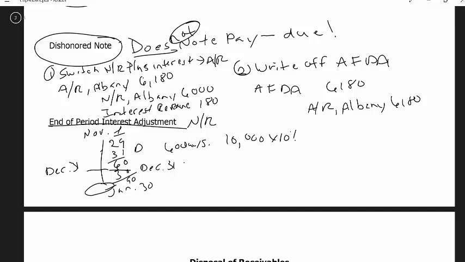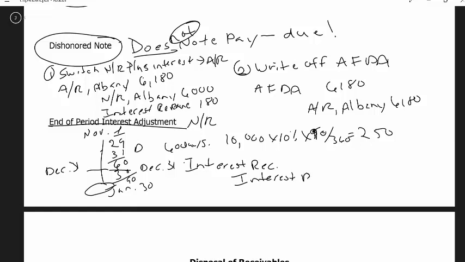at 10% interest, and remember it's a 90-day note, times 90 over 360, the interest on this note would be $250. Okay, and so on December 31st, I want to go ahead and book a receivable, because I'm not going to receive it on December 31st. I just want to recognize the revenue on December 31st.